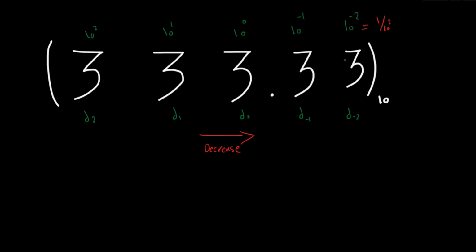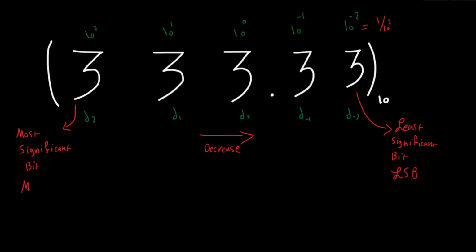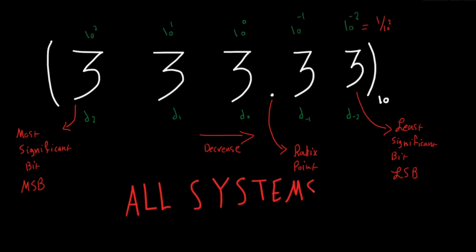Let's stop for a few new terms here. So this 3 here, it's the least in the whole number. We call it the least significant bit, or LSB for short. And for this one, which has the highest value in the whole number, we call it the most significant bit, or MSB for short. And we call this point the radix point. Note that to the left of the radix point, we start with 0. To the right, we go to the negative side. And that applies to all numbers in all number systems.